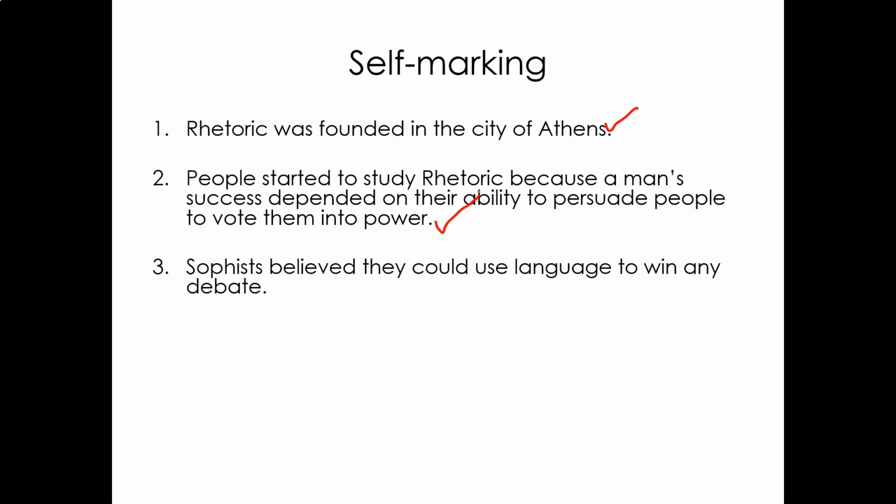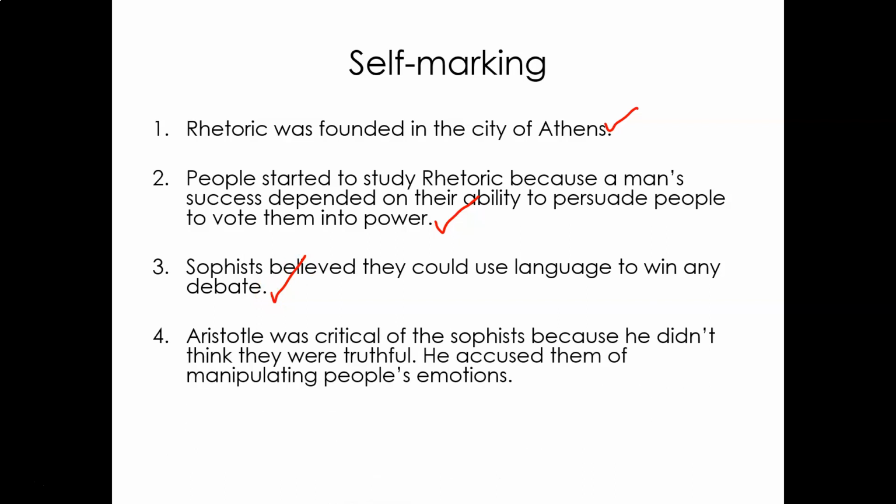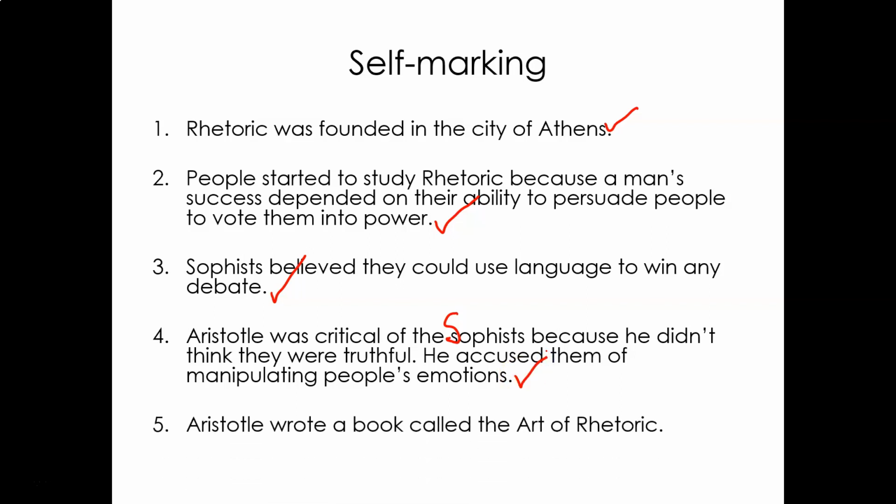Sophists believed they could use language to win any debate. Aristotle was critical of the sophists. Should be a capital letter here. Because he didn't think they were using truth. He accused them of manipulating people's emotions. And number 5, Aristotle wrote a book called The Art of Rhetoric.